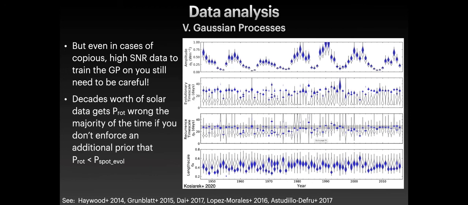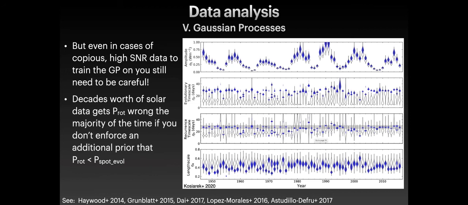And so these blue plots are actually doing a much better job of measuring the rotation period of the sun. You can see that in the majority of years, the blue plots in the third panel fall within that gray bar that is the right answer for the stellar rotation period.